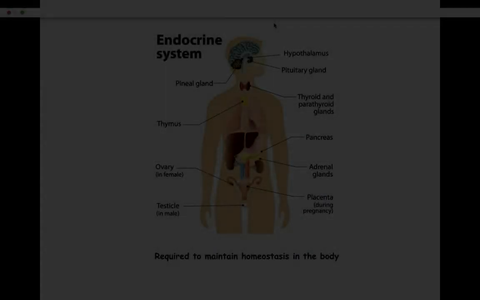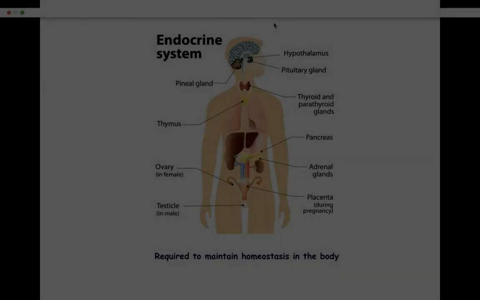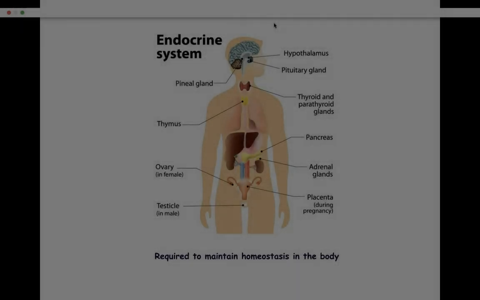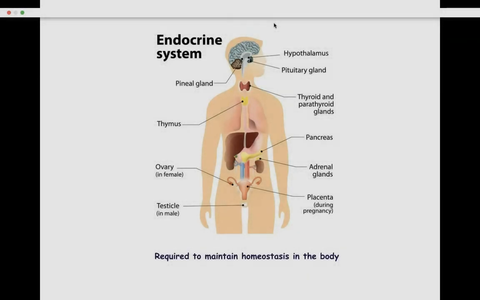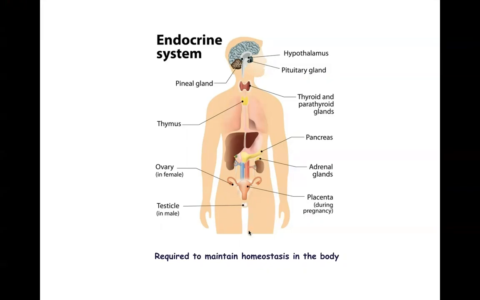Hello, dear students. Today we will do the topic of endocrine system. The endocrine system basically includes a certain set of glands which pour their secretions directly in blood. They produce chemicals called hormones. These hormones are required to maintain homeostasis in the body. Homeostasis is the state of steady functioning in the body.